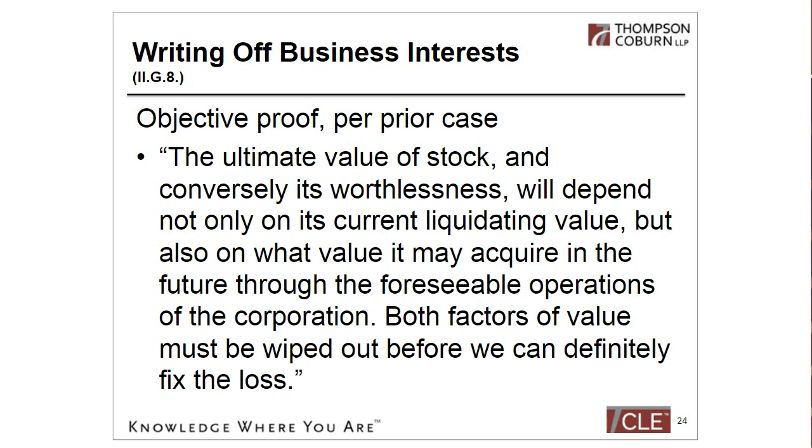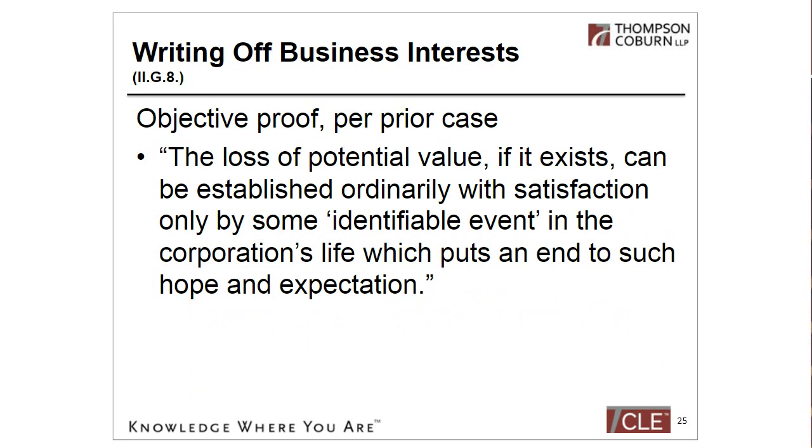All right, slide 25. Again, you need to have objective proof, and there should be some kind of identifiable event in the business life that puts an end to your hope and expectation that it will make money and have value. So you identify things. It doesn't have to be one event, but these could be something that you can objectively point to.